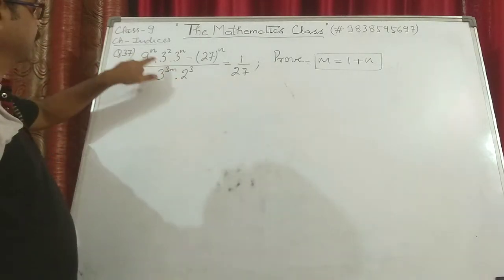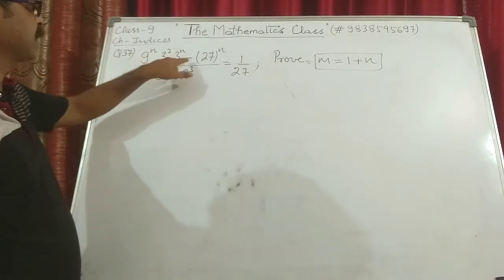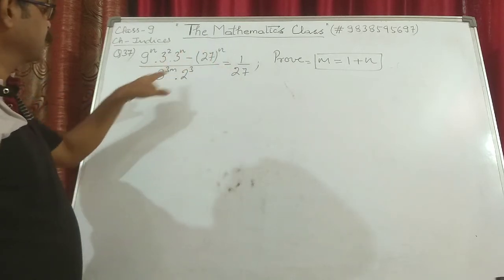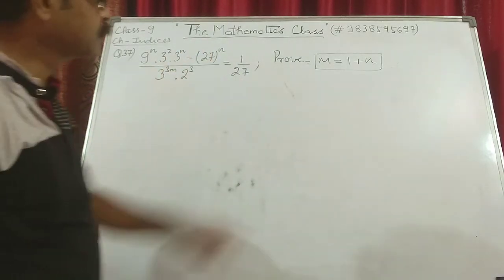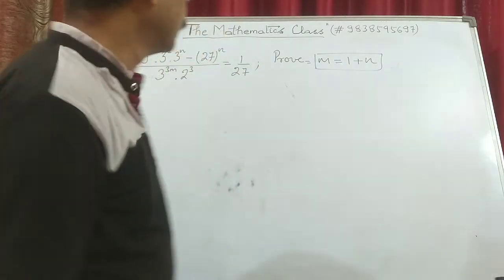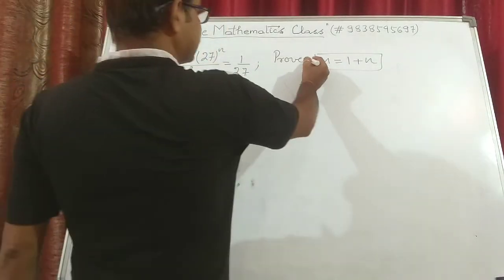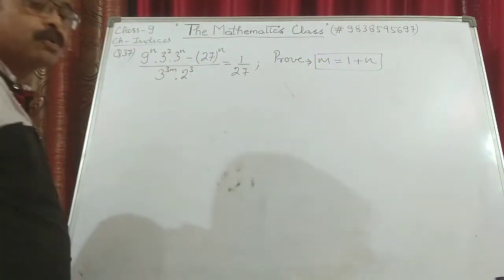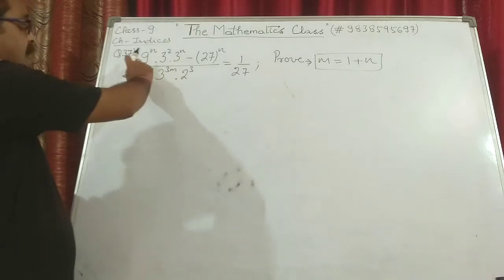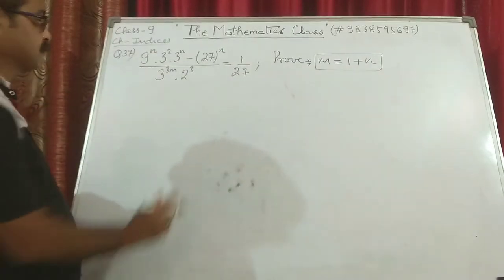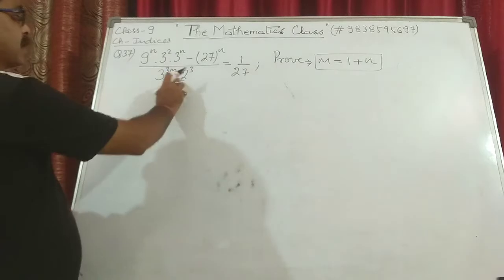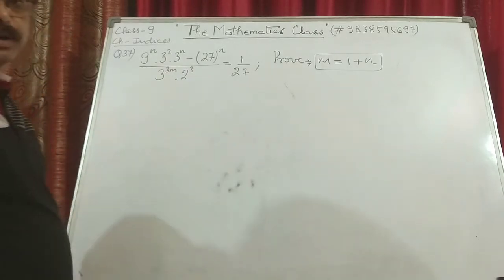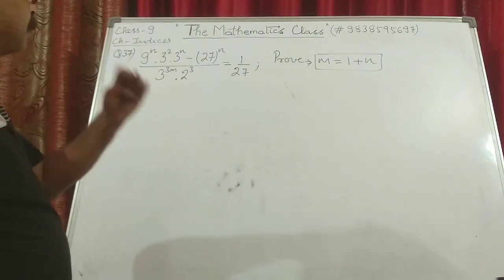First it is 9 to the power n into 3 square into 3 to the power n minus 27 to the power n whole upon 3 to the power 3m into 2 cube is equal to 1 upon 27. You have to prove m is equal to 1 plus n. Now what we can see in this, that most of the numbers are given in the powers of 3 except this 2 cube. So what we will try to do, we will try to make everything in the powers of 3.